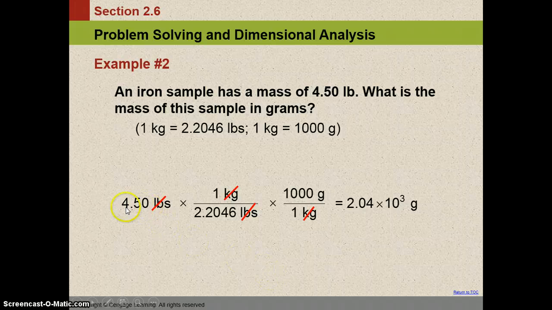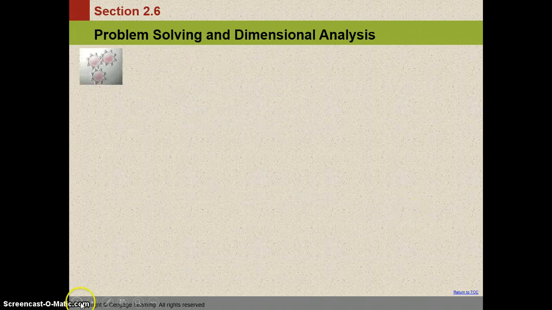What you're going to do is take 4.5 times 1 divided by 2.2046 times 1,000 and then divided by 1. And remember, the multiply by 1 and the divide by 1 aren't necessary, but if you want to get into a habit of doing that, it will help you make sure that you don't skip a step. And you get 2.04 times 10 to the 3rd grams.